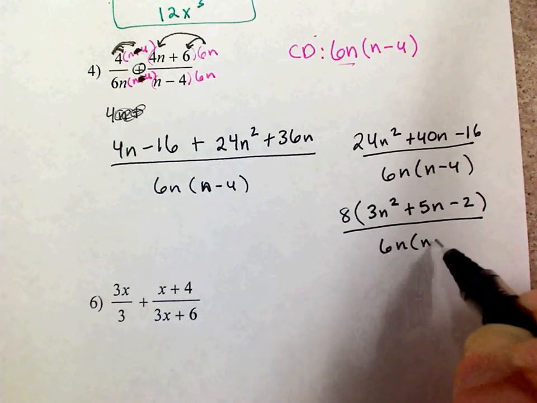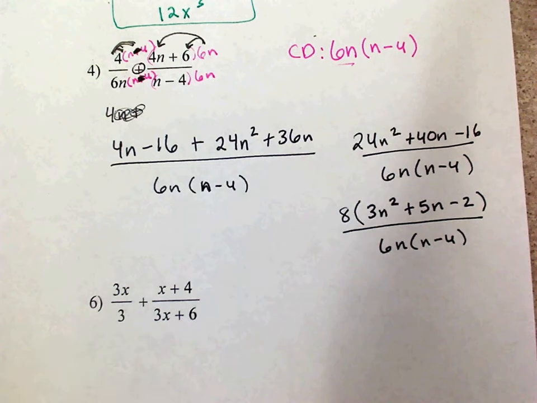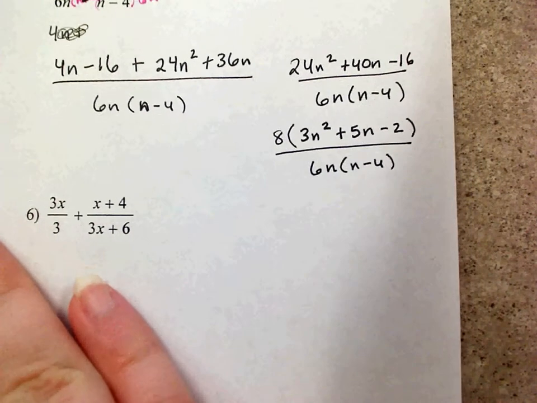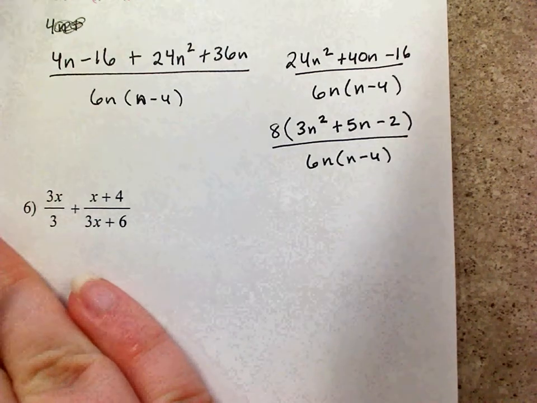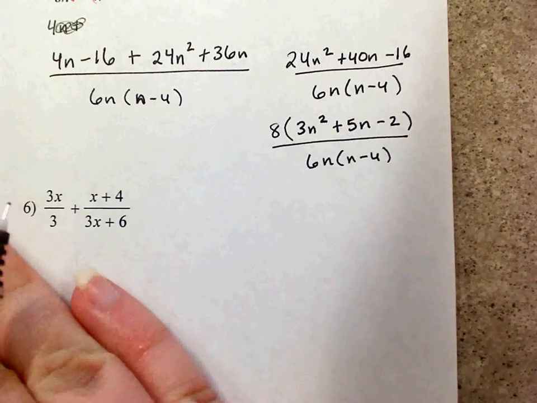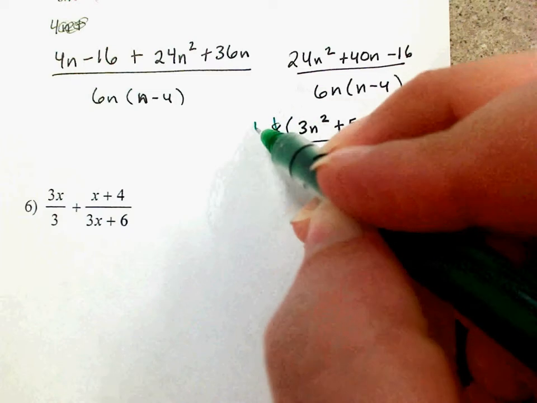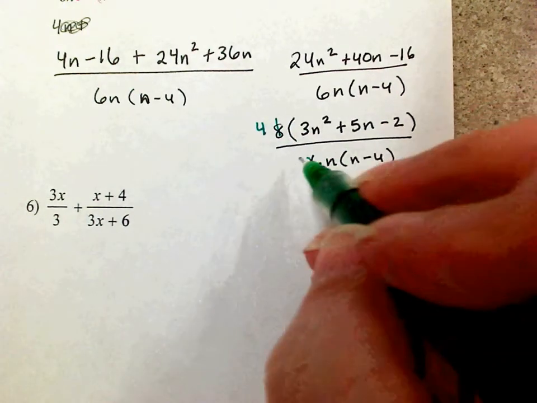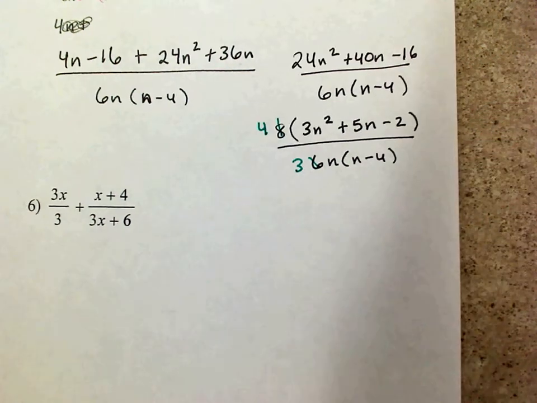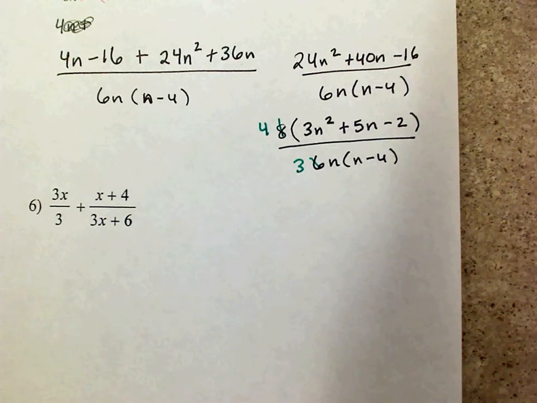Okay. Now can I simplify anything? You sure? 8 and 6, right? 8 divided by 2 is 4, 6 divided by 2 is 3. Okay. Now, you know what I'm going to make sure of?